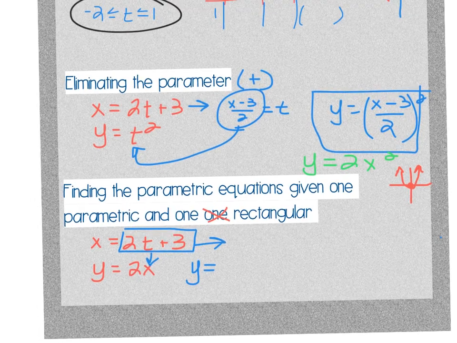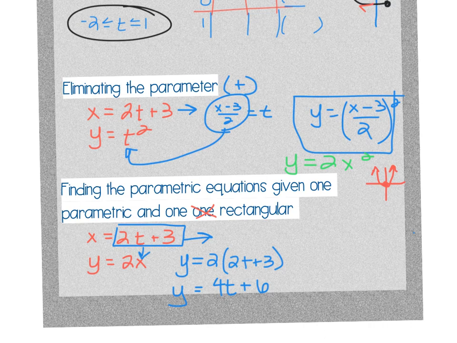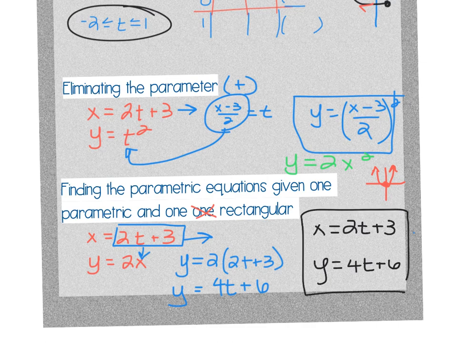So I'd get y equals 2 times 2t plus 3, and you get 4t plus 6 equals y. So the result of this question is an x equals and a y equals that both have t. So you are working in reverse this time to actually create the parametric equations. You'll get at the beginning one parametric and one rectangular, and you'll solve the parametric for that variable, plug it back into the other one, making two parametric equations, one x equals and one y equals.